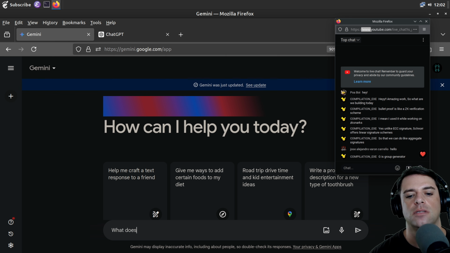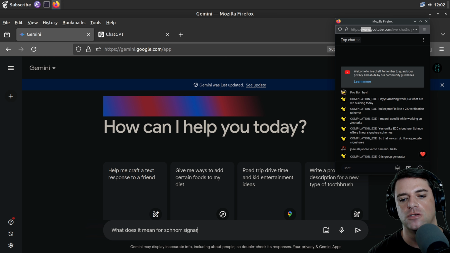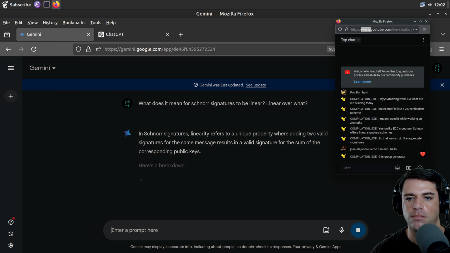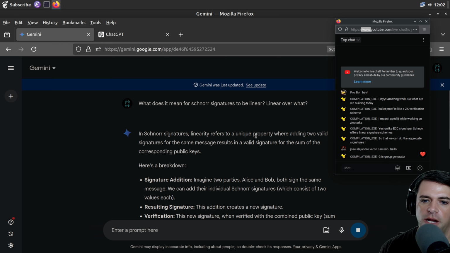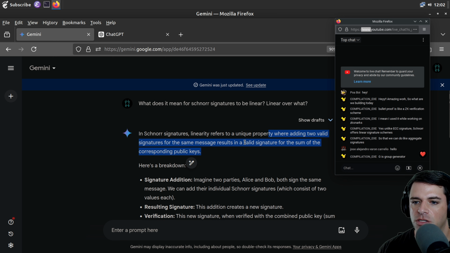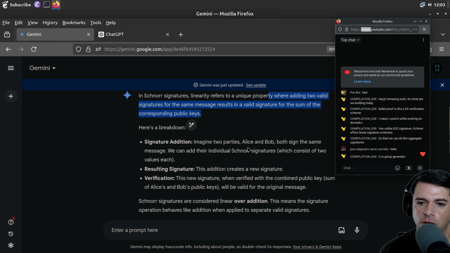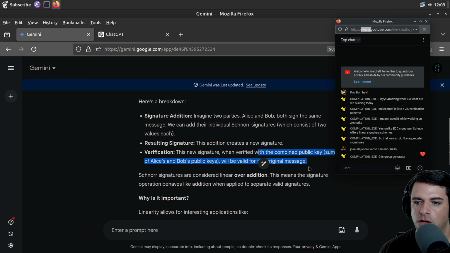So what does it mean for Schnorr signatures to be linear? Linear over what? A unique property. We're adding two valid signatures. What does it mean to add? For the same message results in a valid signature for the sum of the corresponding public keys. Now imagine two parties, Alice and Bob, both sign the same message. We can add their individual Schnorr signatures, which consist of two values each. The resulting signature creates a new one. The new signature, when verified with the combined public key, will be valid for the original message.